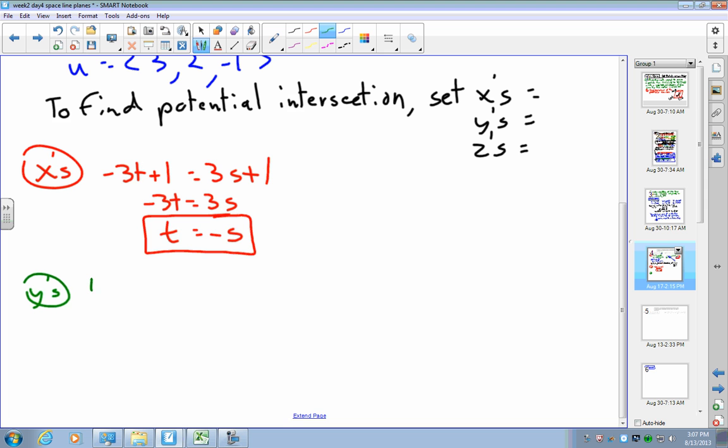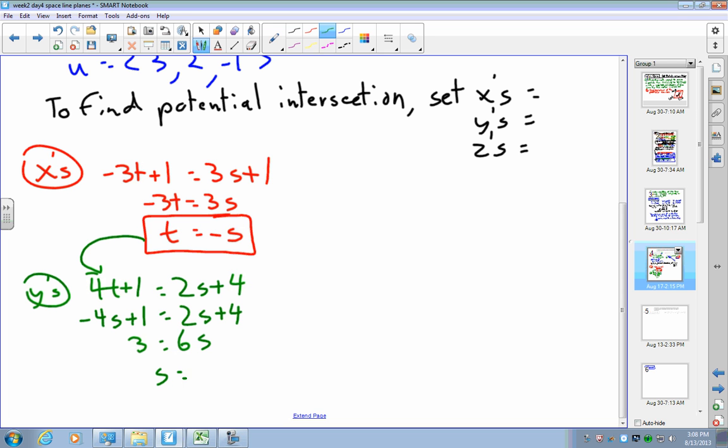So the y's would be 4t plus 1 equals 2s plus 4. And we just said that t is negative s, so I'm going to plug that in here. So I got negative 4s plus 1 equals 2s plus 4. So I got 3 equals 6s, so s equals negative a half, which therefore would mean that t equals a positive half.